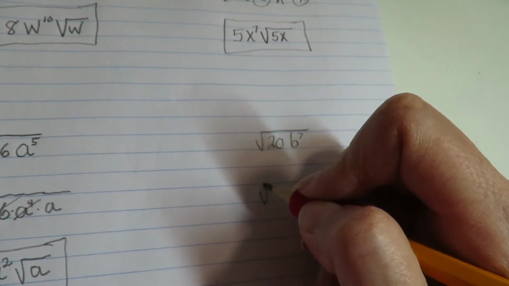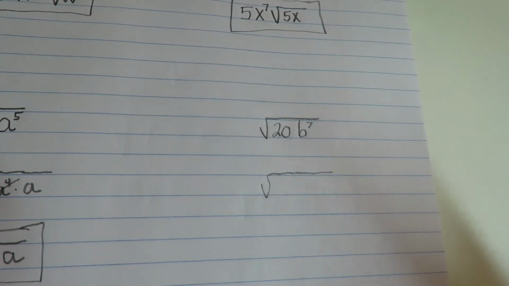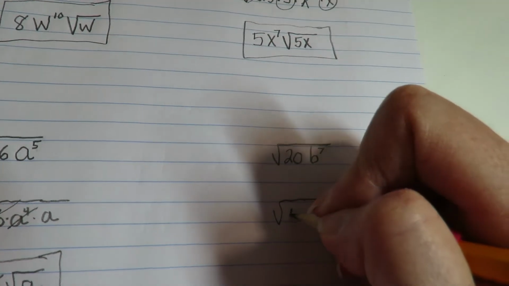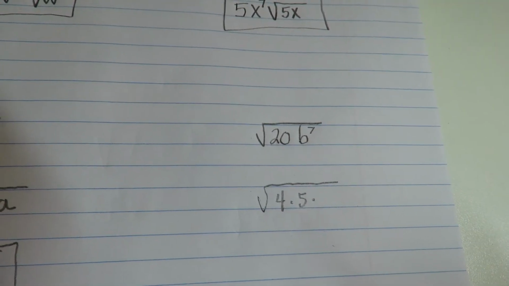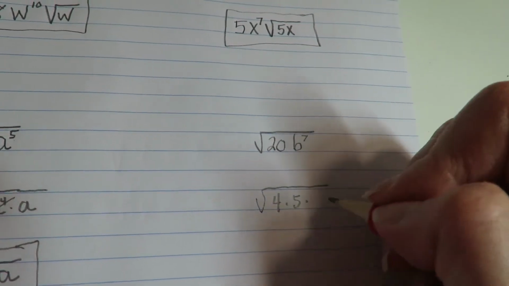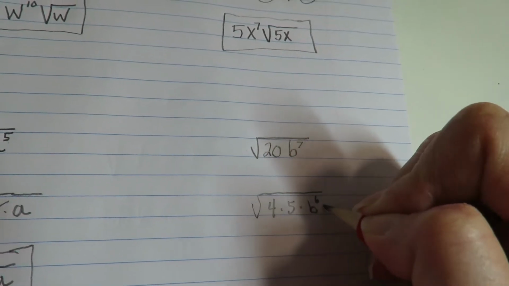All right, let's try this one. Biggest perfect square in 20. Right, that's going to be a 4, so it's 4 times 5. Now we have to make the exponent divisible by 2, so we pull 1 off. We make it b to the 6 times b.